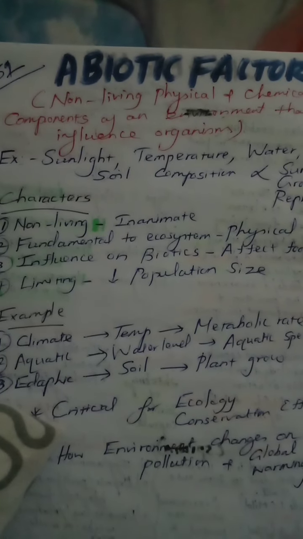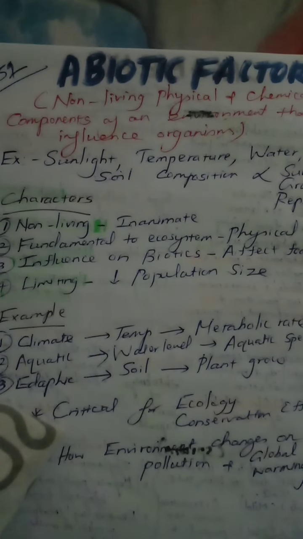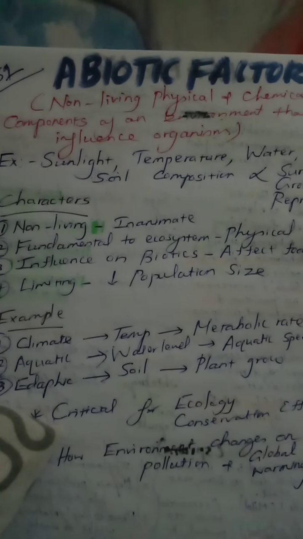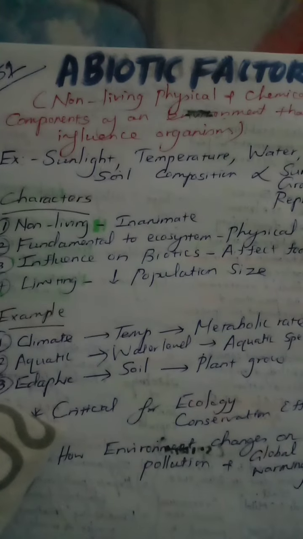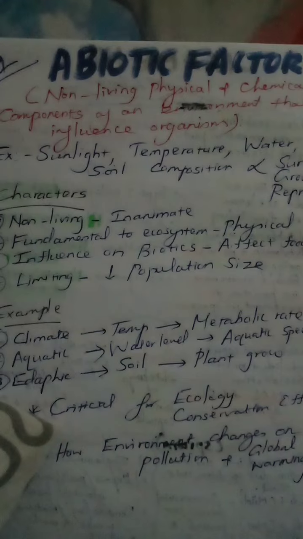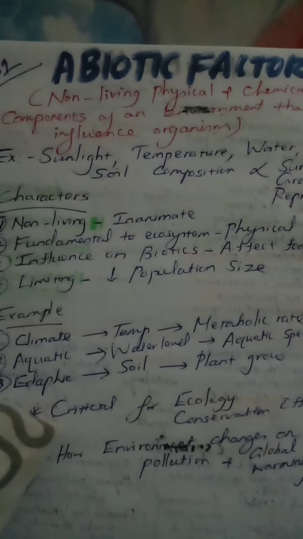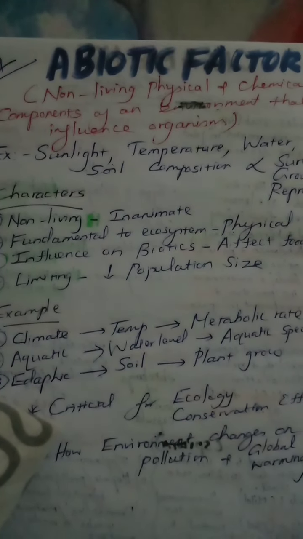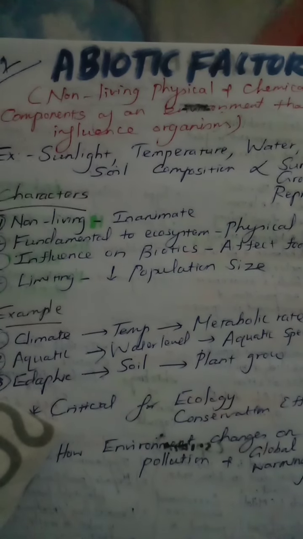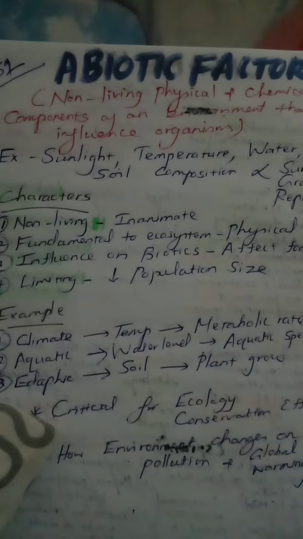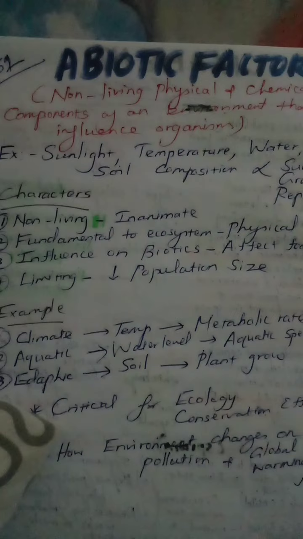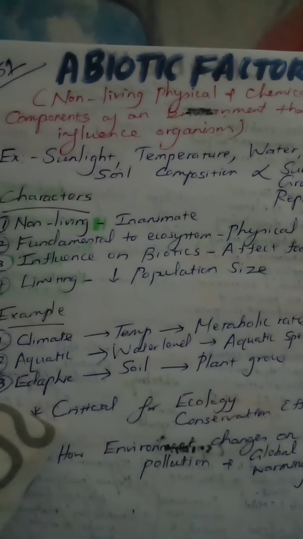So what are these non-living factors? It can include sunlight, temperature, water, soil composition, and so on. So this non-living environment should definitely have certain characteristics. For example, as I said before, it is non-living, right? That means inanimate, fundamental to the ecosystem, right? That is physical. Influence on biotics.